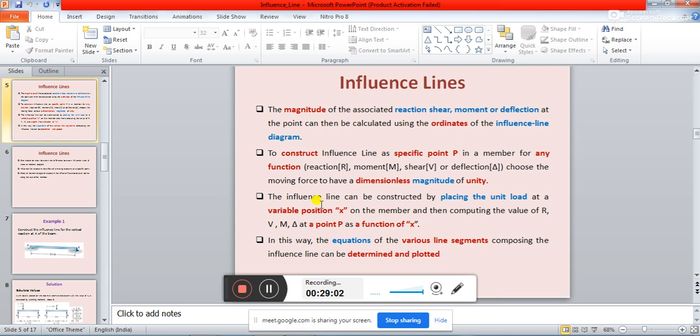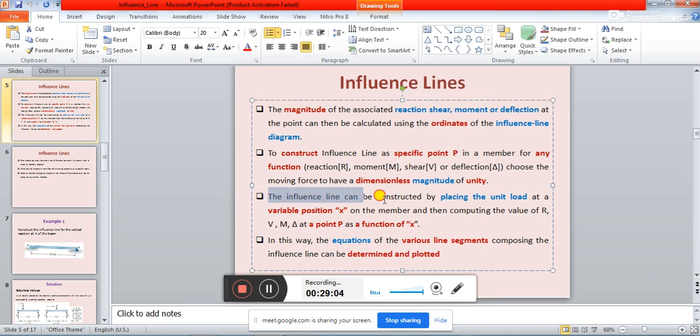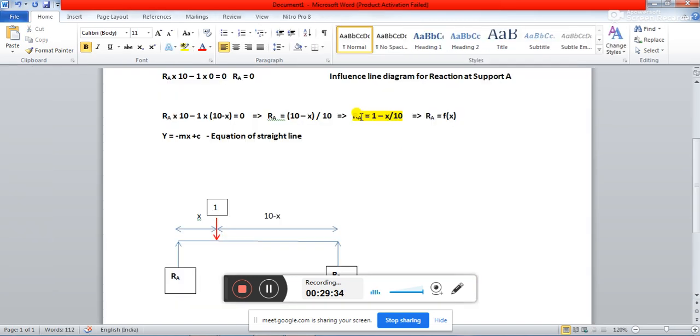So the influence line can be constructed by placing the unit load at a variable position x on the member, and then computing the value of R, V, M, or delta at any point P, and in this case this point is A, as a function of x. And in this way you will get some equation, and that's what we have got. We have got an equation, right?